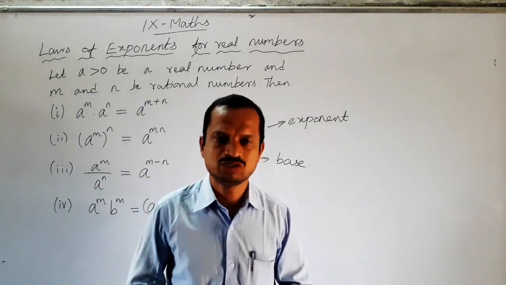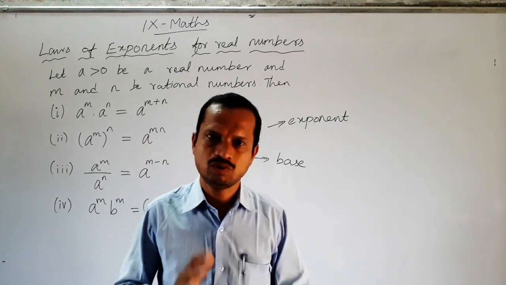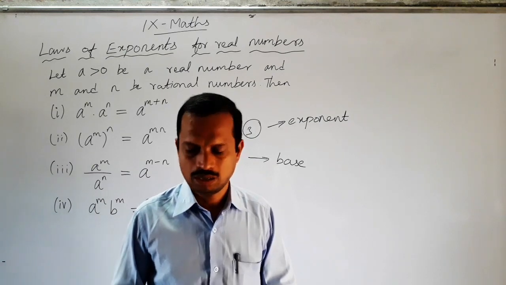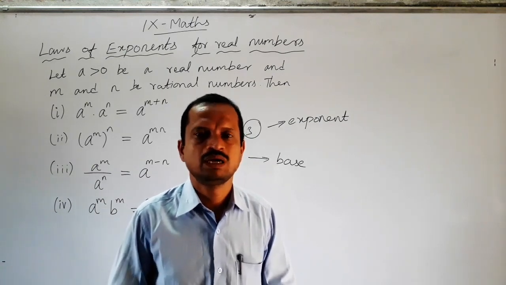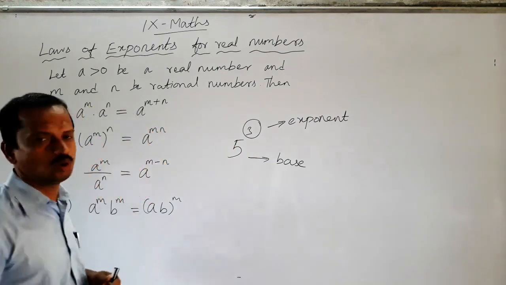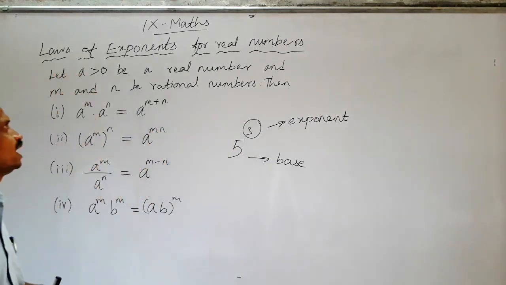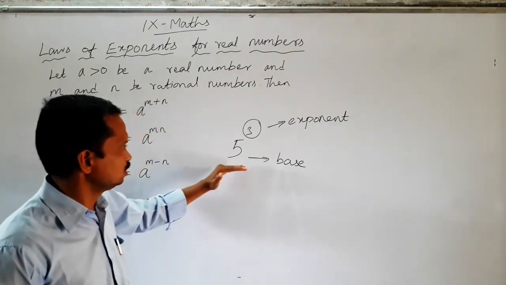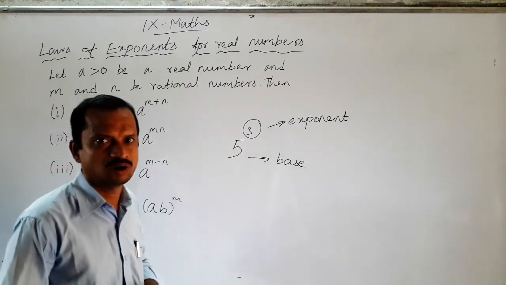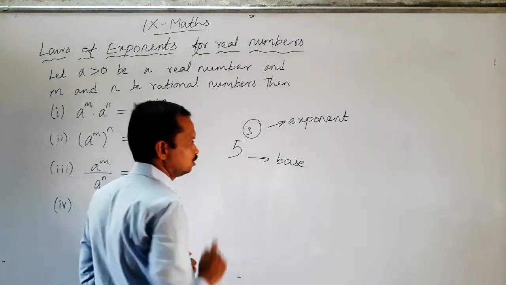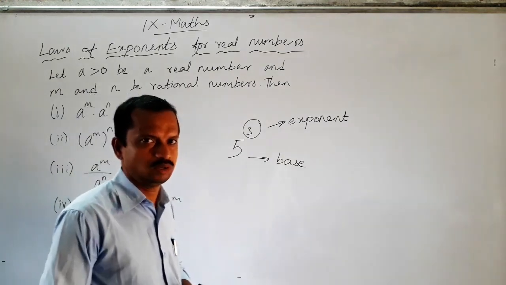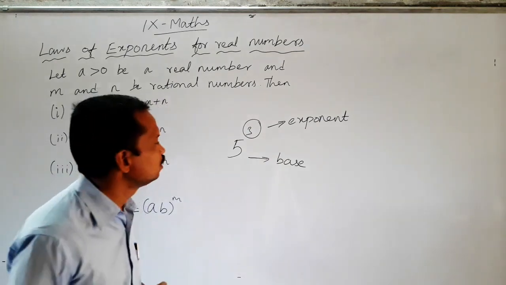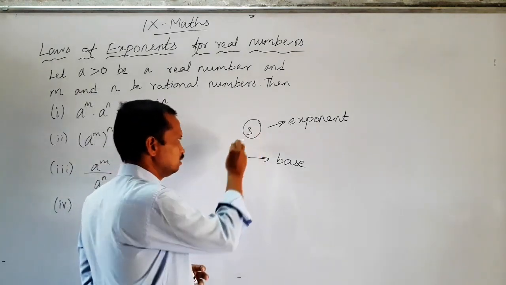So far, in chapter number 1, the Number System, 5 exercises we have already finished, and now this is the last topic, exercise 1.6. This topic is nothing but what you already know very well, that is laws of exponents for real numbers. Laws of exponents means, for example, generally take 5 power 3, 5 cube. So this 5 is a base, okay, and this power 3 we call it as exponent. Clear?